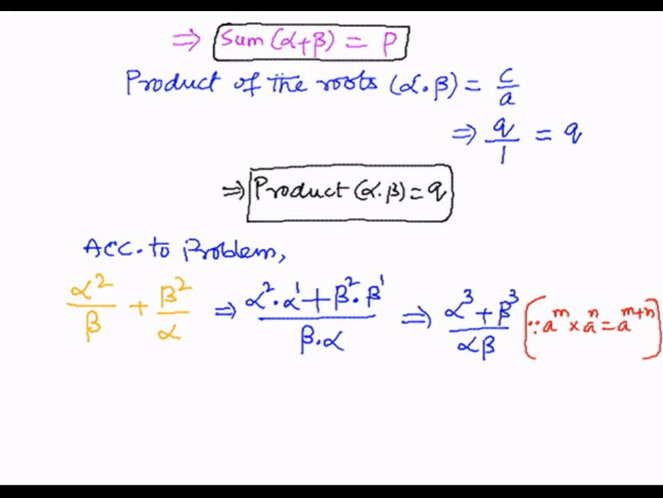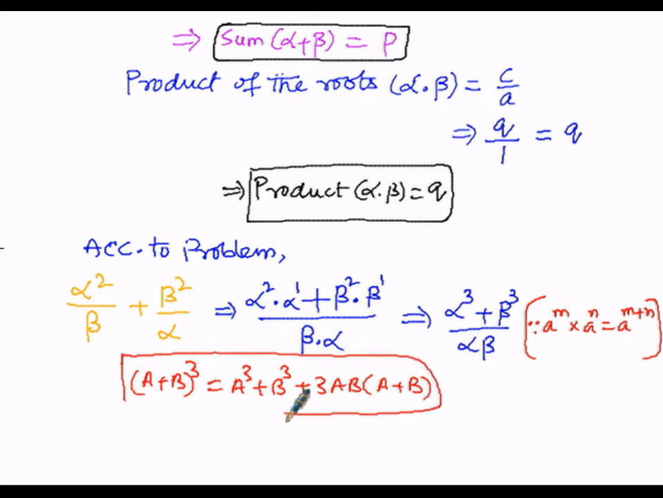the one special product, that is a plus b whole cube can be written as a cube plus b cube plus 3ab into a plus b. So this is the special product. Based upon this special product, we can write the value of alpha cube plus beta cube by substituting alpha in the place of a and beta in the place of b. So here I am going to replace a by alpha and b by beta.